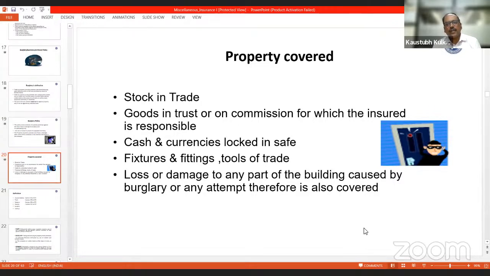So in case of any burglary in the tailor's premises, the goods are not actually the property of the tailor, but they are in trust or on commission, and those losses are also covered.